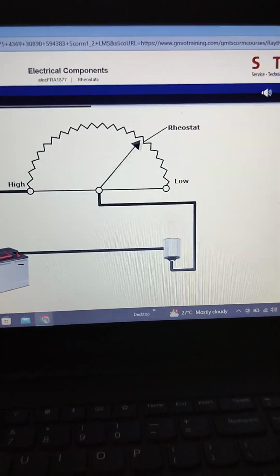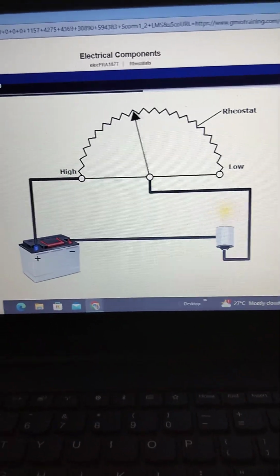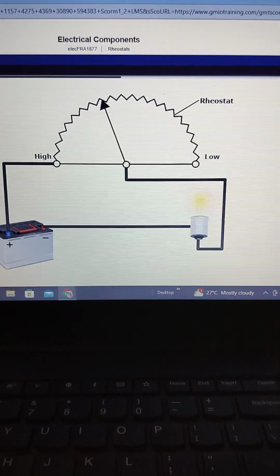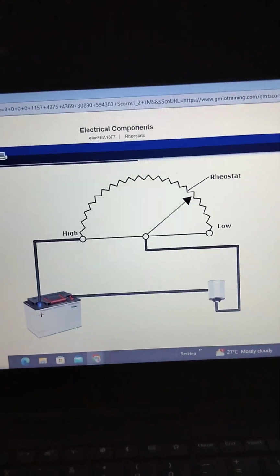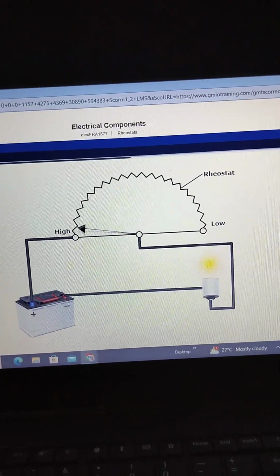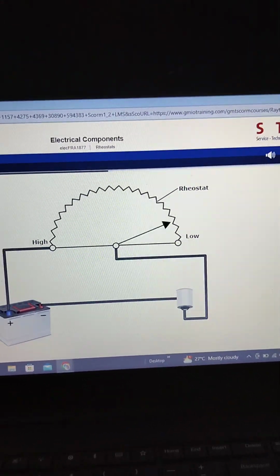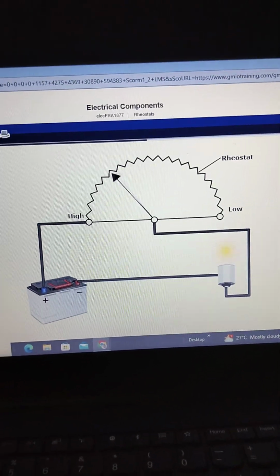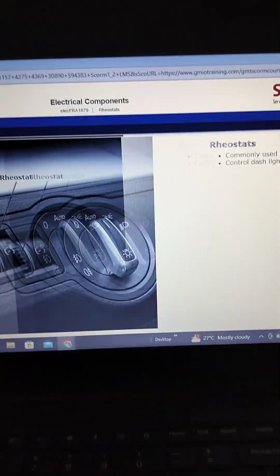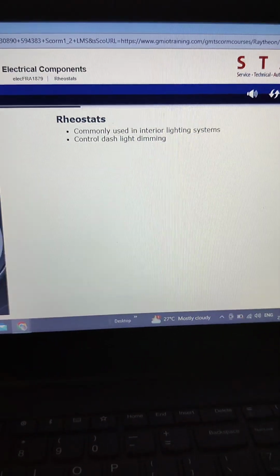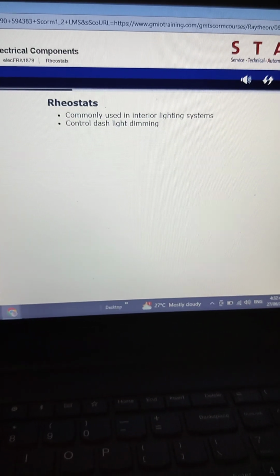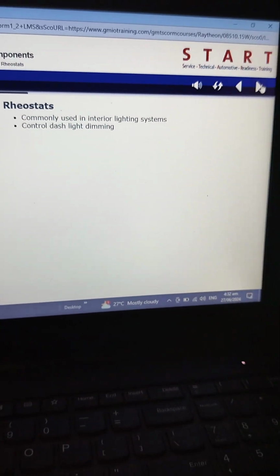As the wiper moves away from the rheostat's fixed contact, the resistance changes depending on the amount of the resistor that is in the circuit. A longer distance results in increased resistance to current. Rheostats are commonly used in the interior lighting system. They are used for controlling the dimming of the dash lighting.